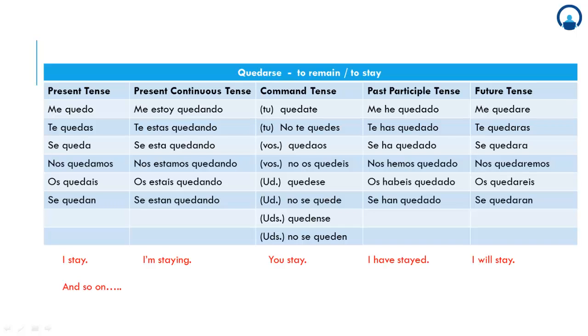Next is the future tense. Me quedaré, te quedarás, se quedará, nos quedaremos, os quedaréis, and se quedarán. For example, the first person conjugation will be I will stay, the future tense, and so on.